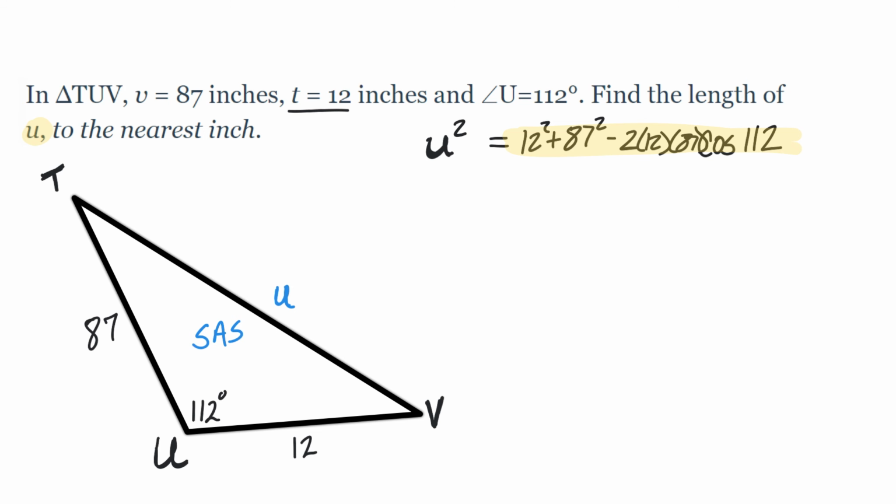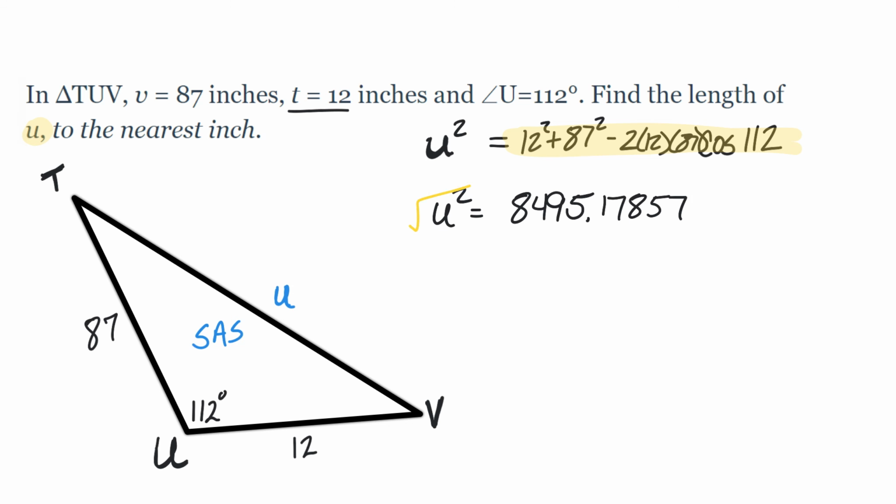So I'm just typing in 12 squared plus 87 squared minus 2, and you've got to make sure you use your parentheses appropriately, 2 times 12 times 87 cosine of 112. Close the parentheses on that. My calculator knows exactly what it should do on the order of operations. So when I hit enter on this thing, I get 8,495.17857.